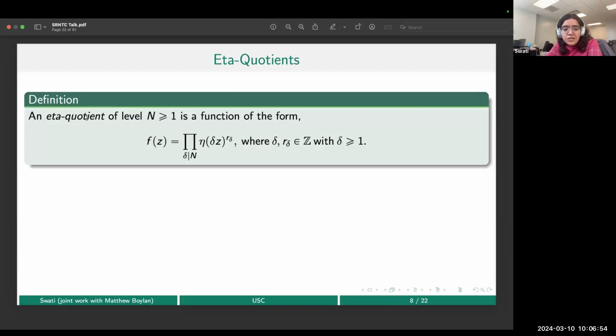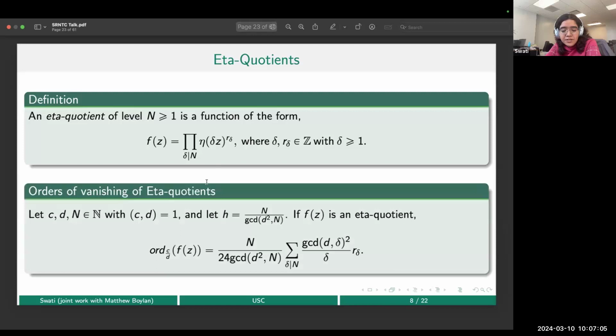In general, an eta quotient is a function of this form, given by this infinite product, where delta is a positive integer and r_delta are integers. Now, one important result is that if we are considering an eta quotient, then there is an explicit formula which gives you the order of vanishing at any cusp of the eta quotient. And this h is the width of the cusp.